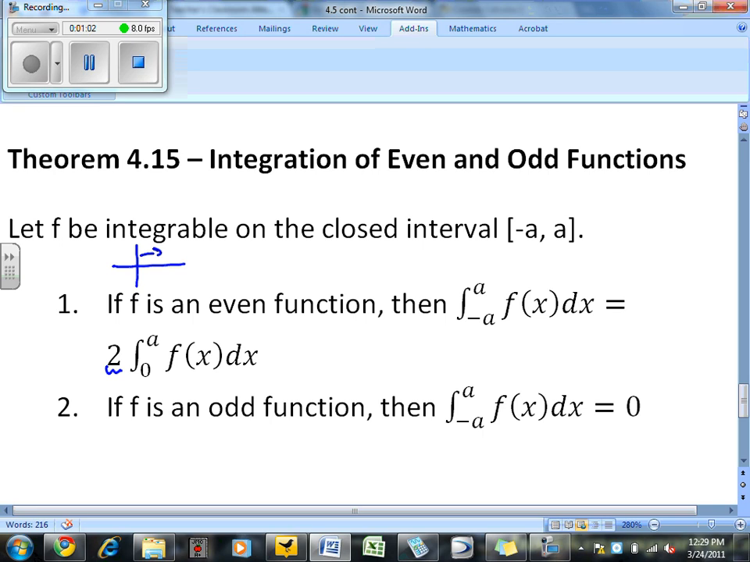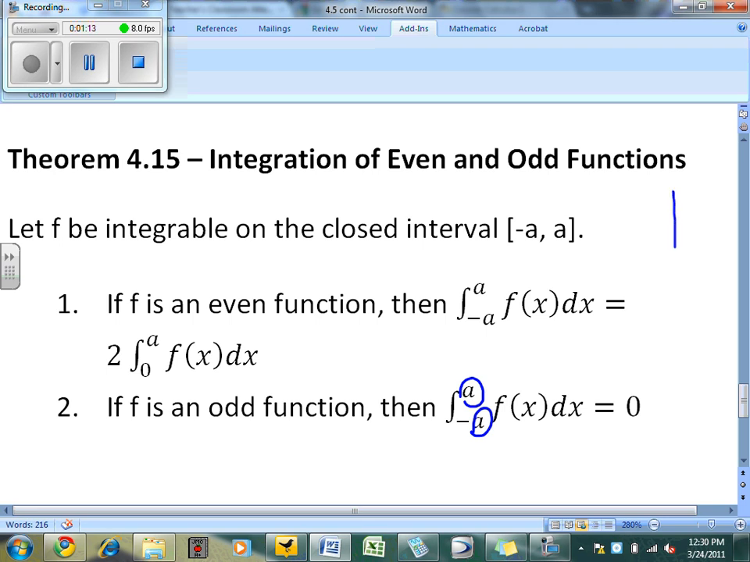If it's an odd function, the nice part is, as long as it goes from -a to +a, the integral is going to be 0. If we think about what an odd function looks like, we know that x to the third power is an odd function. Say we go from -1 to 1. We'd figure this area out, and it would be some positive value, and then this area would be some negative value.